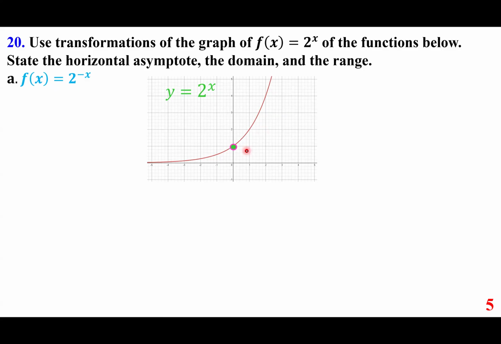So that is (0, 1). How do we go from here to here? We change the x to minus x. That means flip it over with respect to the y-axis. So reflect with respect to the y-axis. You reflected, it will look like that.